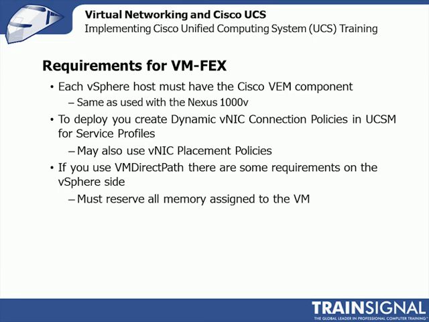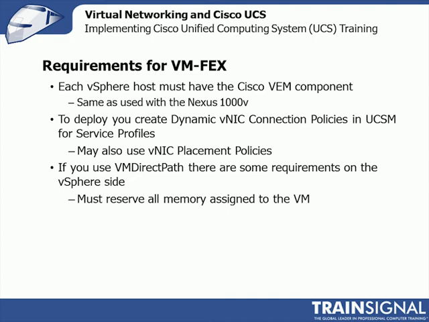Also, other requirements. Each vSphere host must have the Cisco VEM installed. I talked about the VEM early in the lesson. It's the same VEM that gets installed with the 1000V. Even though we're not using the 1000V, we're not using the VSM, we still have to install the VEM component. That's so we can do things like enable VM Direct Path and still switch back and forth and move VMs around. It's not a big deal, but you need to understand that it has to be installed.